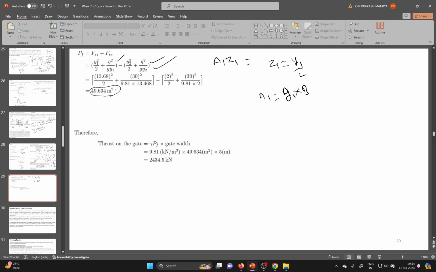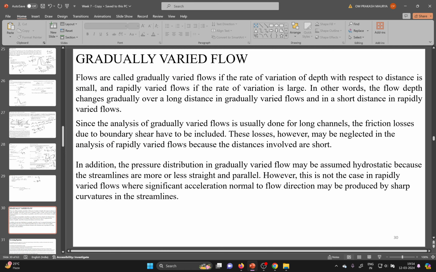And you need to calculate, this is just the difference of specific force, but you need to calculate the thrust, that is the force. So just multiply by the unit weight and you will get the force, that is 2434.5 kilonewton.